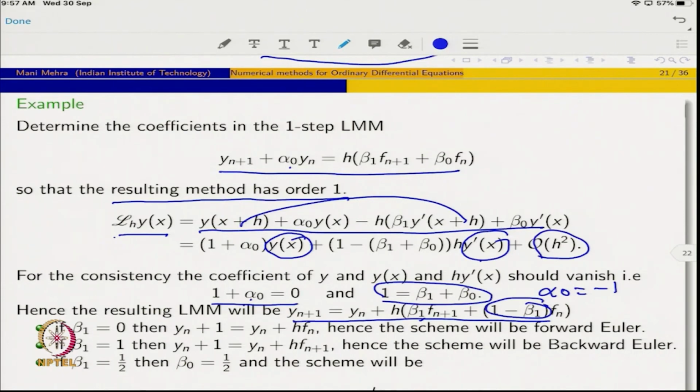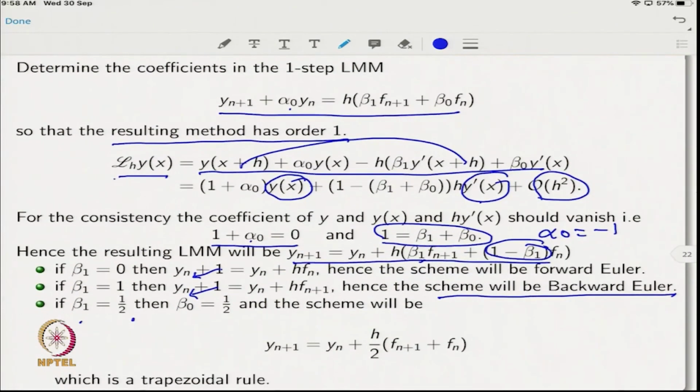If beta 1 is 1, in that case of course this 1 should be here, this is just a little typo. So, y n plus 1 is equal to y n plus h f n plus 1, hence the scheme will be the same as backward Euler, which we got. And if I choose beta 1 is half, the scheme will be this, which is the trapezoidal method.